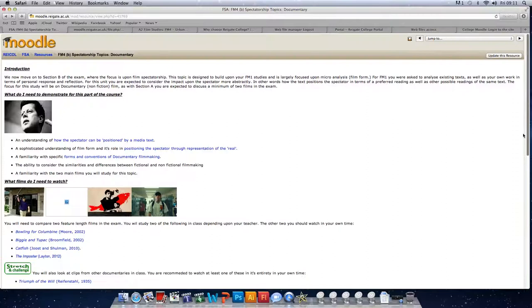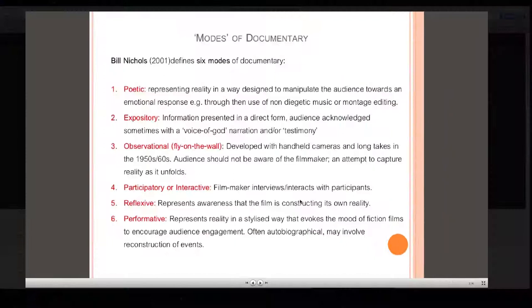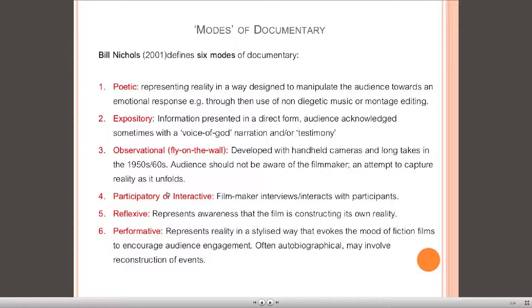I mean, this goes through, as I said, the different modes of documentary as well. You've got poetic, expository, observational, participatory or interactive, reflexive, and performative. Now, the key thing about these different modes is it's not one mode per film. So obviously, in some films, a particular mode might dominate. So in Gimme Shelter, it's very much an observational documentary. If you're looking at The Imposter, there's a lot of use of this mode, the kind of reconstruction of reality. But if you're looking at both films, they combine a range of modes.